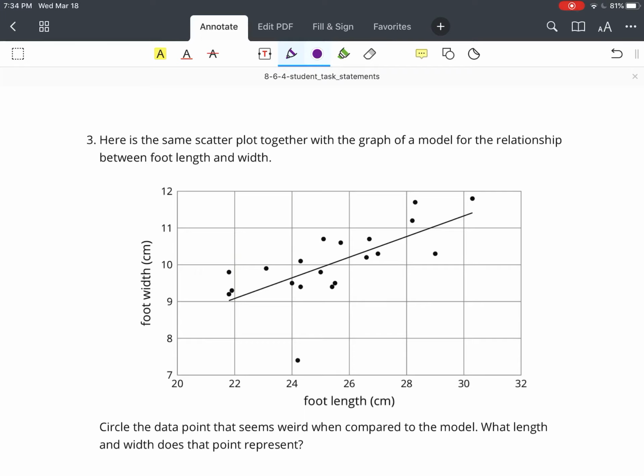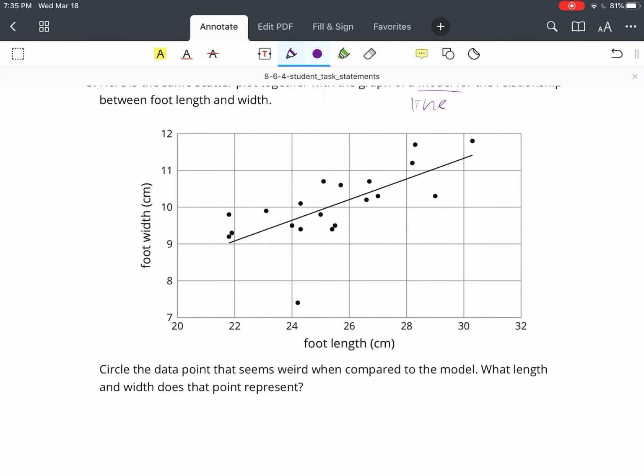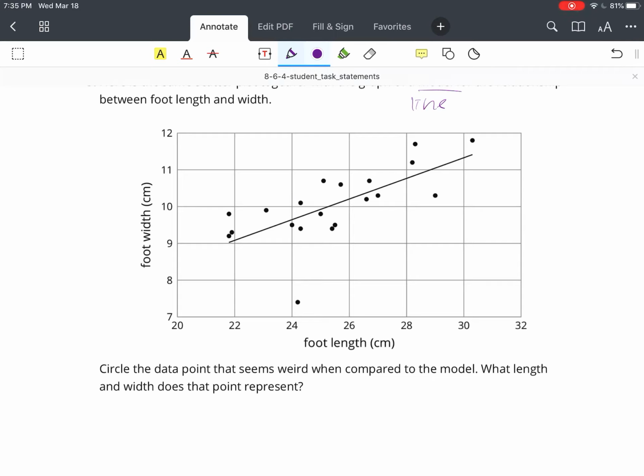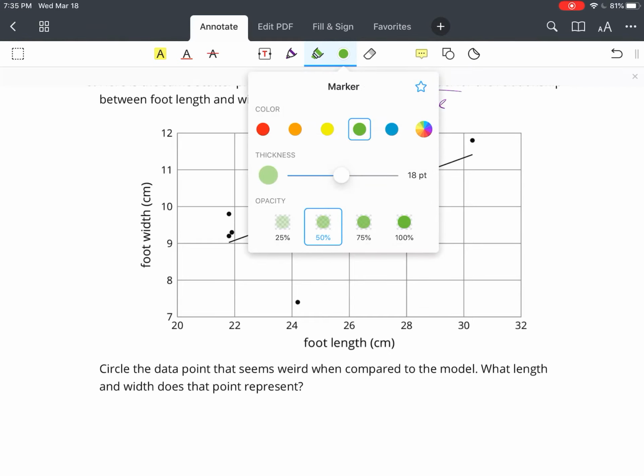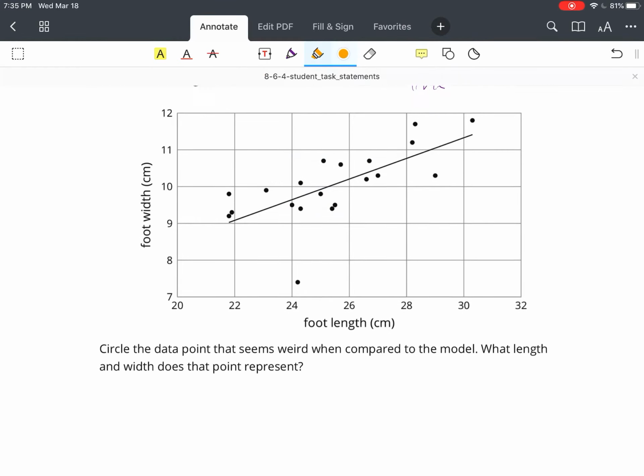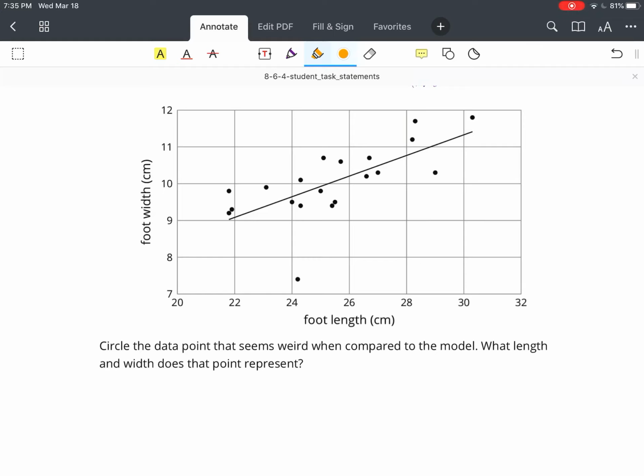Here's the same scatter plot with the graph of a model for the relationship. So remember, model just means line for the relationship between foot length and width. Circle the data point that seems weird when compared to the model. What length and width does that point represent? So I want you to take 10 minutes to decide. Pause the video for 10 minutes and decide which one seems to be outside of the line.